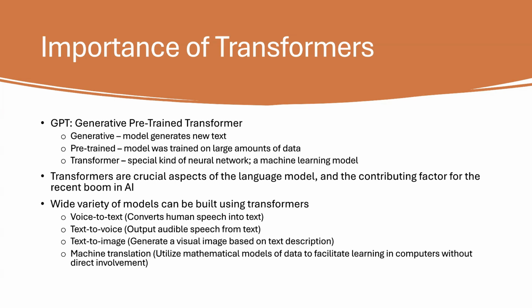Transformers are crucial aspects of the model and are the contributing factor for the recent boom in AI. Now, transformers are also used in other areas besides chatbots. They include things like voice to text, which converts human speech into text, text to voice, which is outputting audible speech from text, text to image, which generates a visual image based on text descriptions, and machine translation, which utilizes mathematical models of data to facilitate learning in computers without direct involvement.